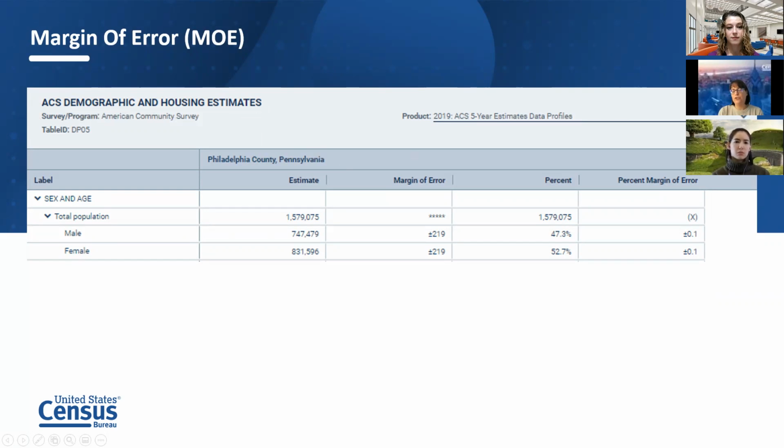When I show you the live demo, you can click this pull down and quickly change between years of data, and the system will just refresh. It's in the cloud, so it's super fast. So here you'll have Philadelphia County. This is very quickly just a sex and age table. As of 2019, it's estimated that there's 1,579,075 people. That's the estimate. Then you'll see the male versus female, and then the margin of error. It could be plus or minus 219 people.